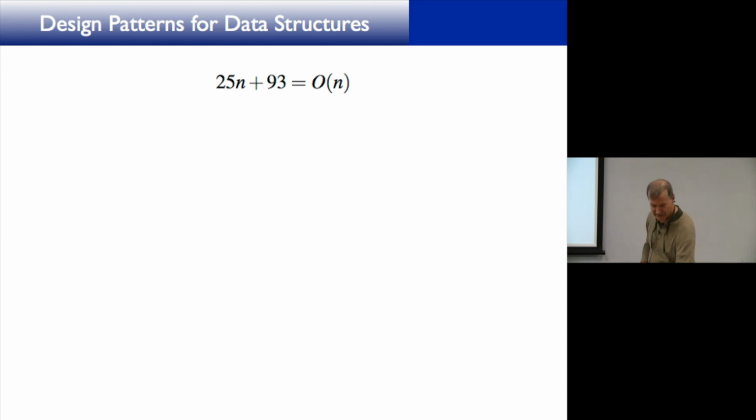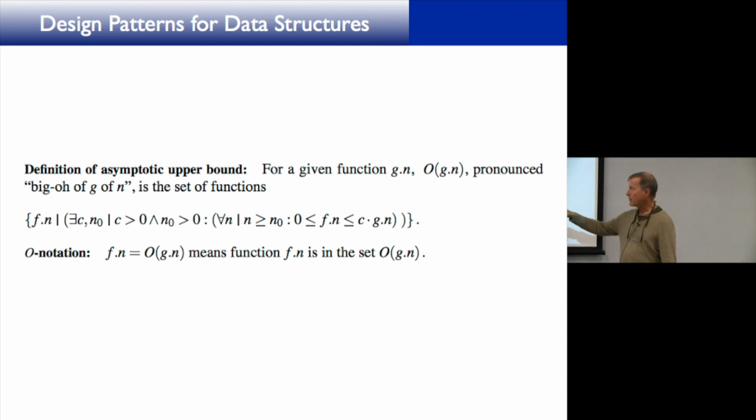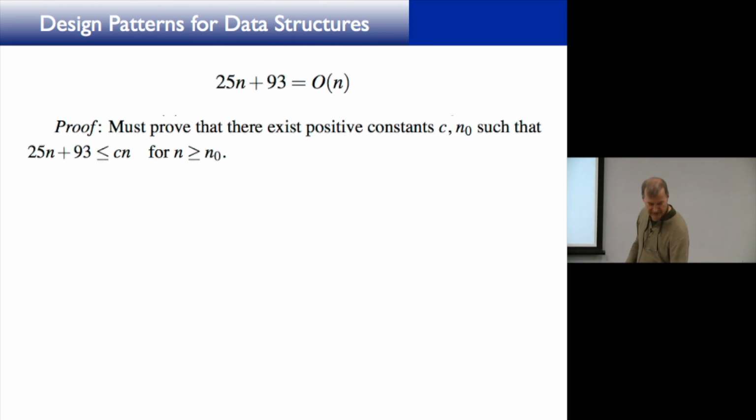So, coming back to this definition, what do we have to write down? We must prove that there exist positive constants c and n naught, such that 25n + 93, the function on the left, is less than or equal to c times n, the constant times the function that's in the big O parentheses. All right, so does everybody see how to set that up?